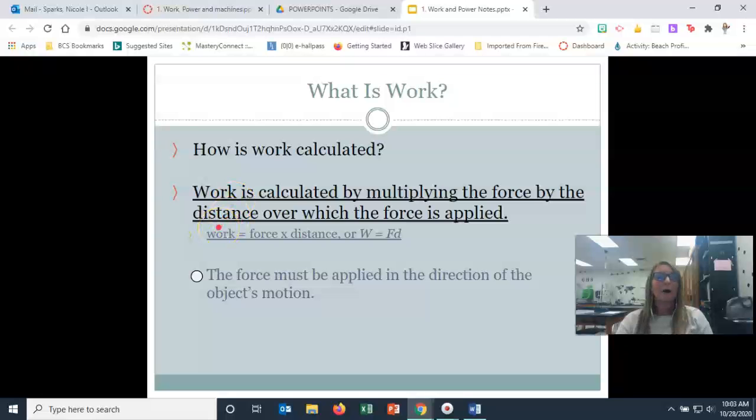So work. Our equation for work is force times distance. And so we're going to be using this equation to kind of help us solve. So I'm going to write my T-chart over here, because that's really important.